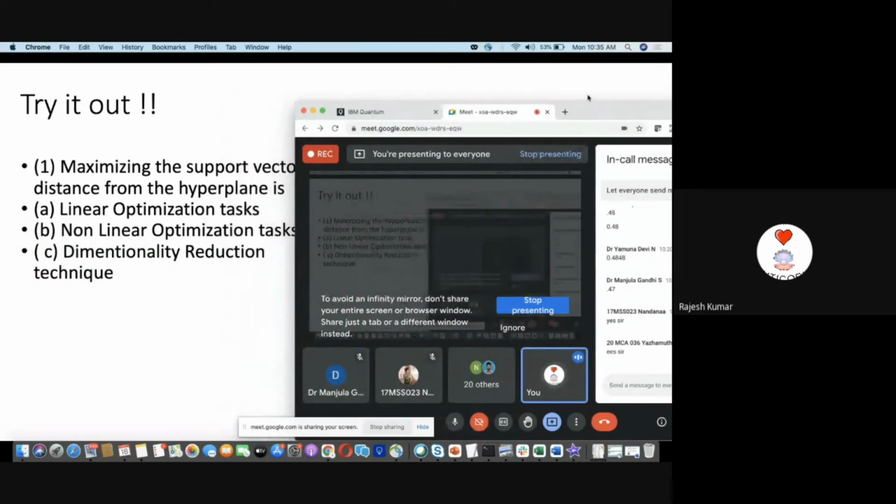Is it a linear task or non-linear task, or is it dimensional reduction? At least I need 2 responses. So how many of you say it's a linear optimization task? How many of you say non-linear optimization task?